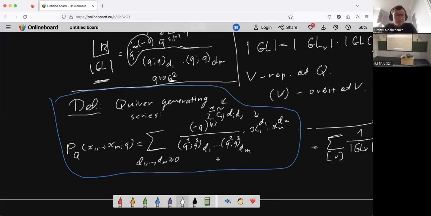Maybe any questions on the derivation, or is it more or less clear?